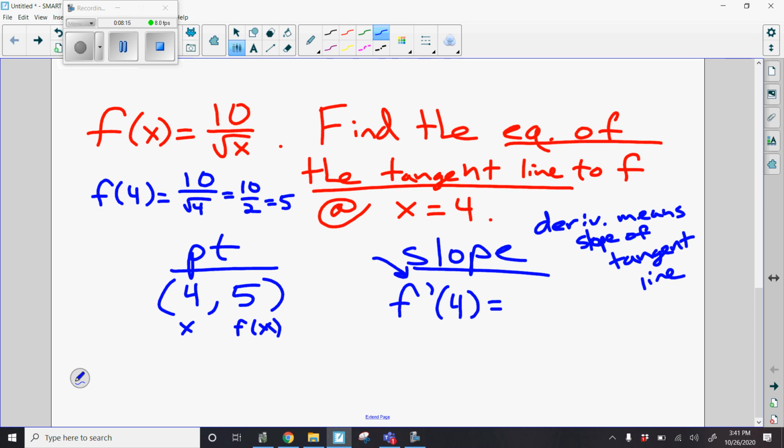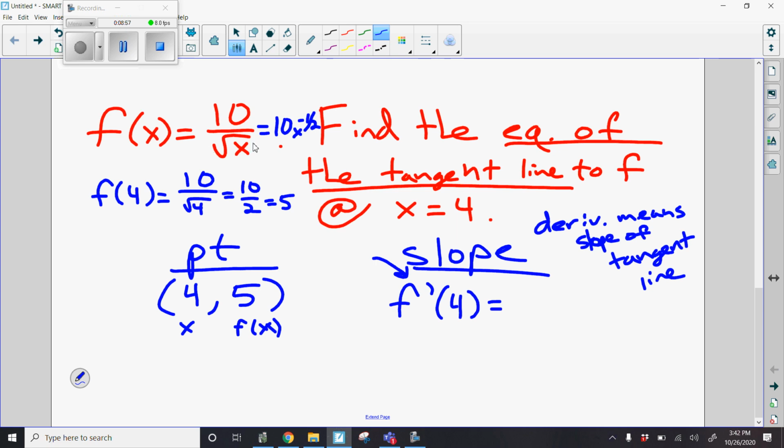But I told you today in class, before you find f prime of 4, always first find f prime of x. And to find f prime of x here, I'm going to have to use the power rule. But I'm going to have to rewrite it, right? 10 over root x is not in ax to the n form. So I'm going to rewrite f of x up here. I know that square root means half power, but it's also in the denominator. So I'm going to rewrite f of x there as 10x to the negative half.